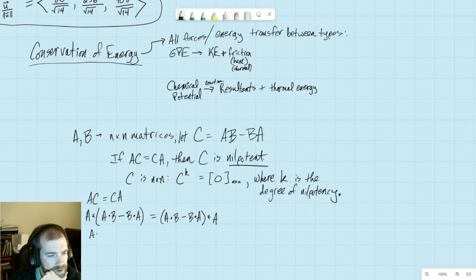So then this is going to be, associative, A times B minus A times B times A. It's going to be equal to A times B times A minus B times A times A.